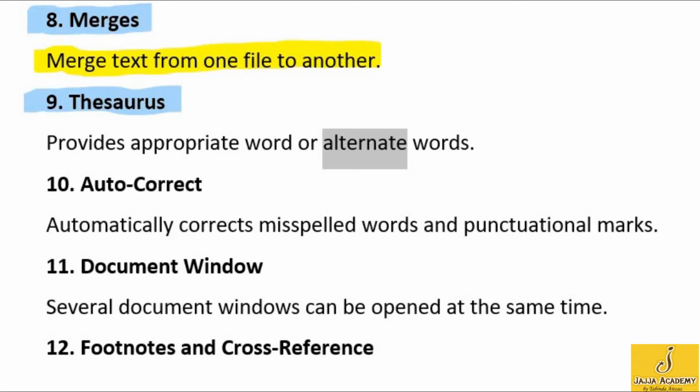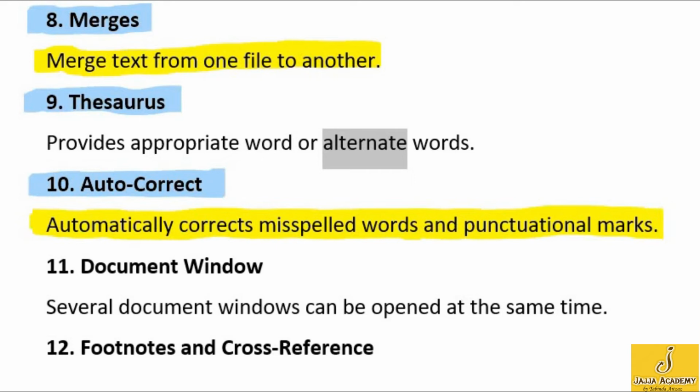Let's see the next feature, autocorrect. While typing from the keyboard, if we write a wrongly spelled word, this feature automatically corrects it. So it automatically corrects misspelled words and punctuation marks as well. The next feature is document window. We can open as many document windows as we want. That means several document windows can be opened at the same time.